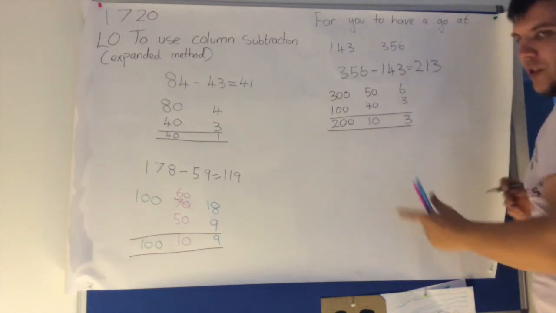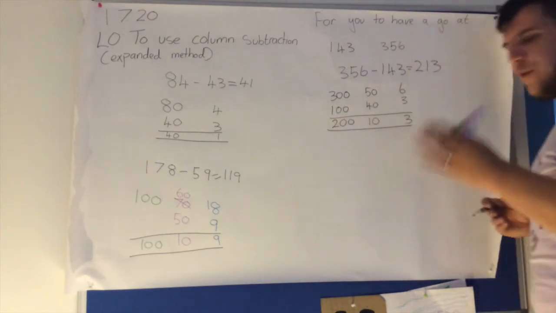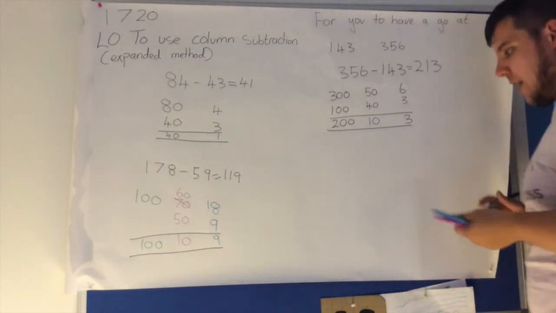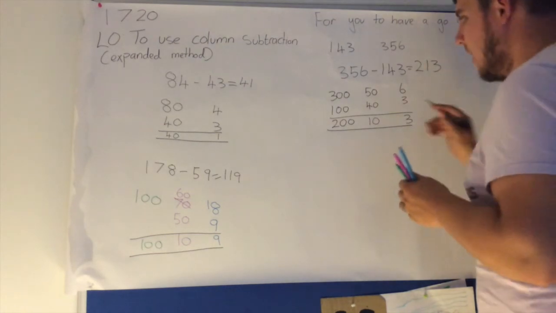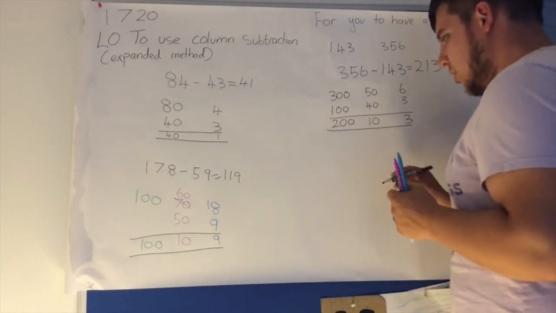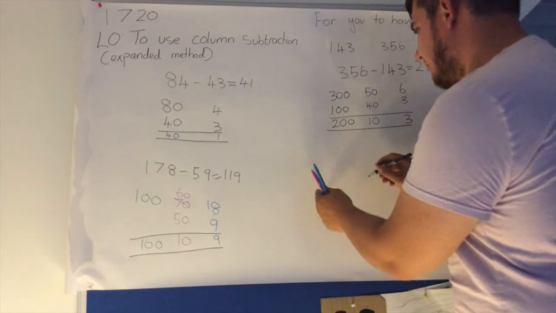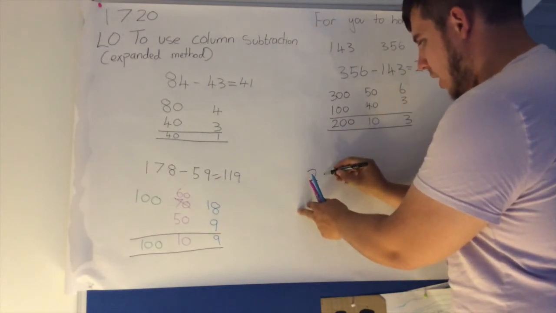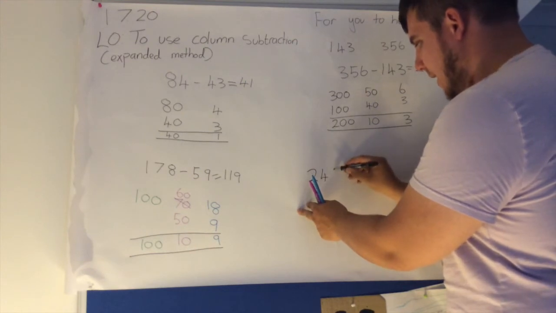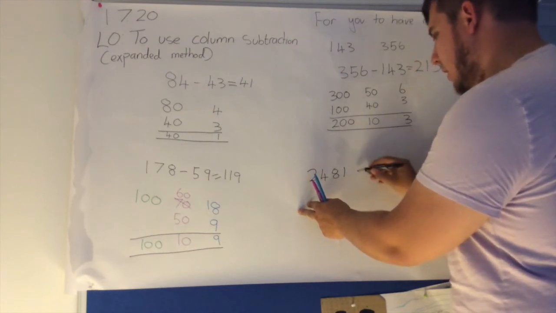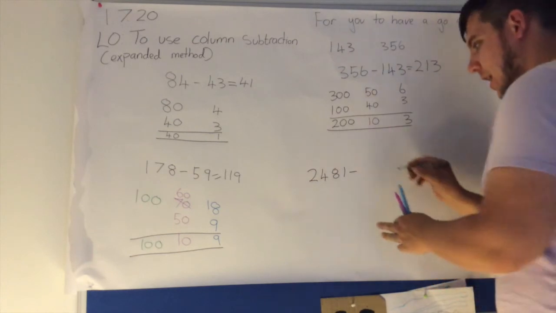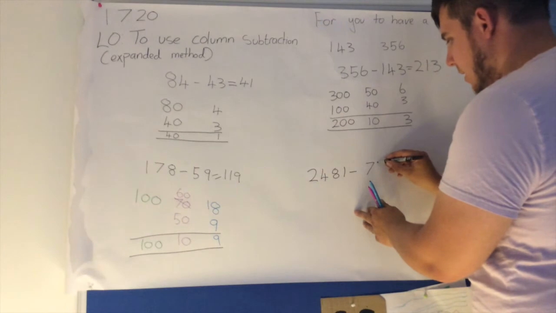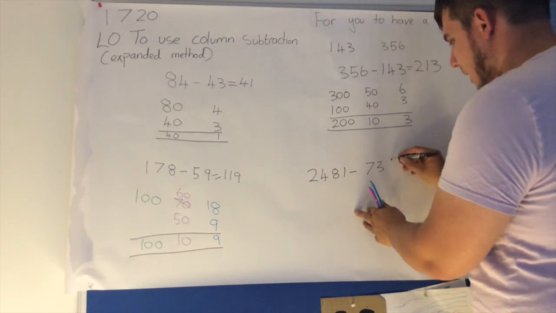So we're going to do one more together. Underneath here, we're going to go for a 4-digit take away 3-digit, and we're going to have some stealing going on as well, just so you can get an understanding of what we need to do there. So let's do 1,000. No, in fact, let's do 2,481 take away 738.